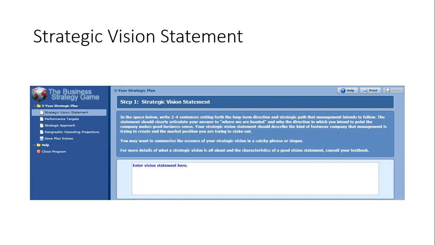So how do we access the 3-year plan? Well, you access the 3-year plan from the corporate lobby, and it will become available once year 14 decisions are made available. You also need to note that the 3-year plan is locked after year 14 is completed because, of course, you cannot go back into the past to repredict what's going to happen. So the very first step is establishing your strategic vision. You would simply enter your strategic vision in this space here, and the directions would be included above.